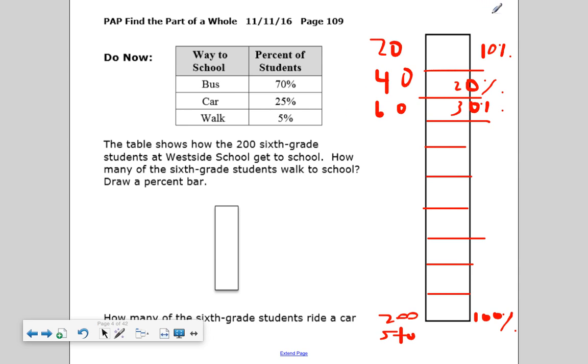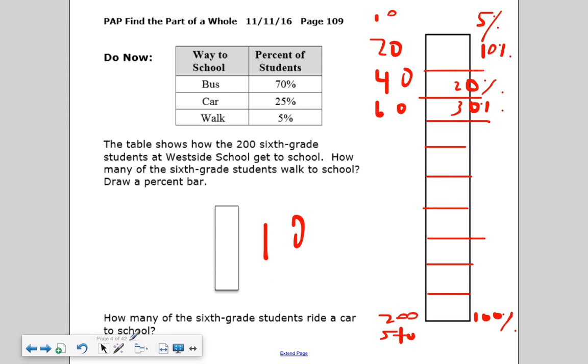So the question is, how many 6th graders walk to school? Walk to school is 5%. So isn't 5% half of 10%? So half of 20 is 10 students. The answer is 10.